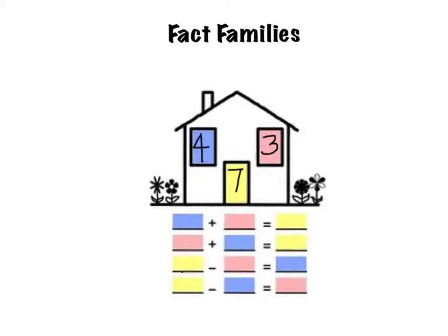Here's our fact family house. Inside the windows you'll see a number 4 and a number 3, and in the door is a number 7. These are their fact families. 4 is a part, 3 is a part, 7 is the whole. So I can write this in a fact family.